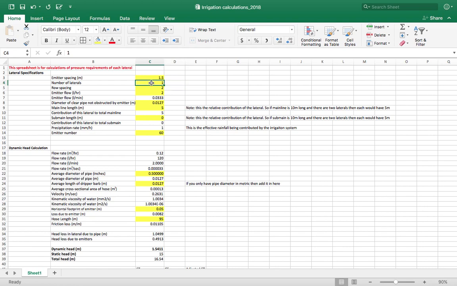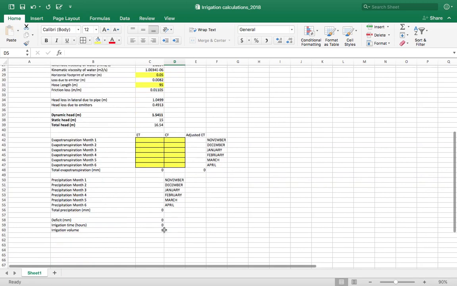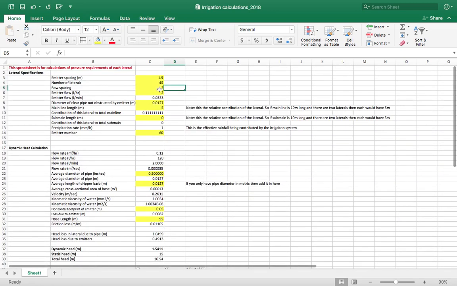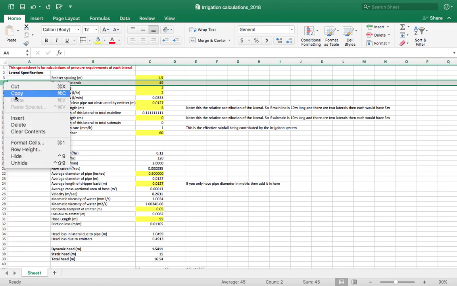So the number of laterals, so this one is asking, this spreadsheet is for calculations of pressure requirements of each lateral, although we're going to put in the total number of laterals in this particular system, so we can do some calculations down the track here. So the total number of laterals is the number of sublines multiplied by the number of laterals per subline. So we could actually put that in so we further optimize this spreadsheet. Let's do that.